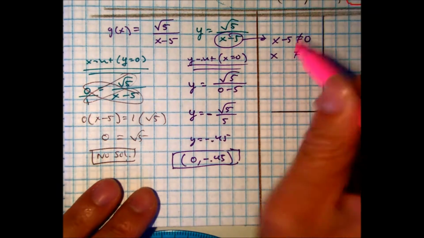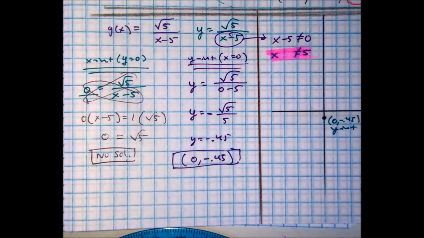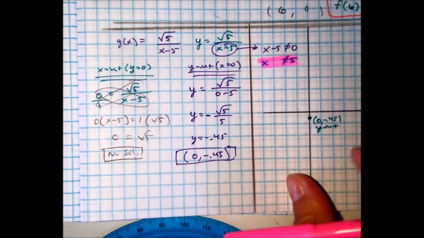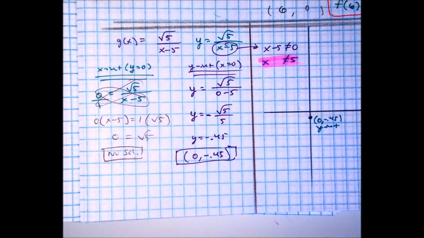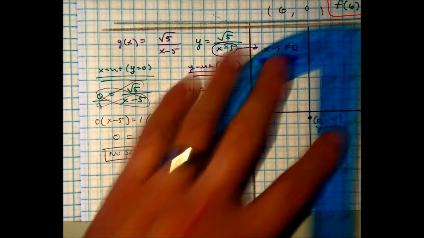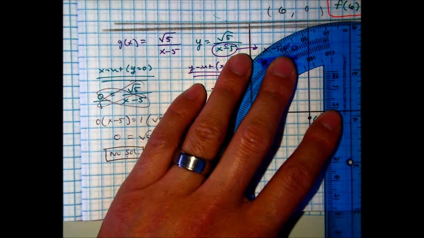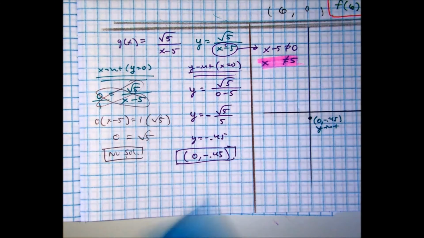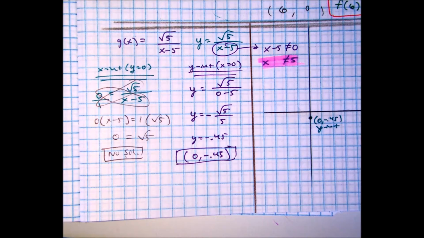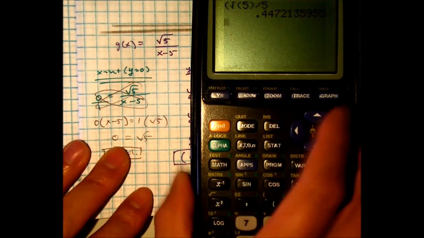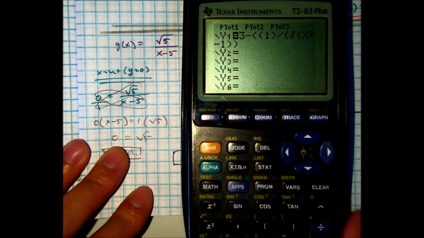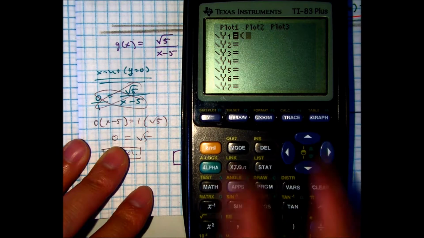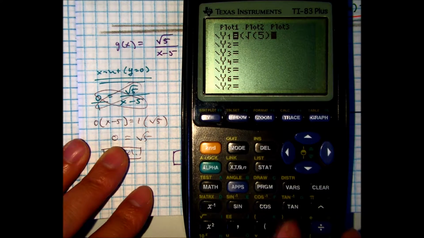What do you guys think this is going to be? What type of asymptote? Vertical or horizontal? Let's just guess. There's our infinite discontinuity. Put it into our calculators. Y equals square root of 5, extra set of parentheses, divided by parentheses, x minus 5.